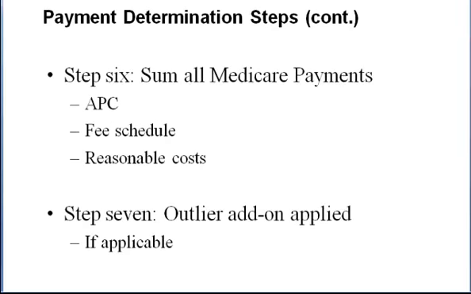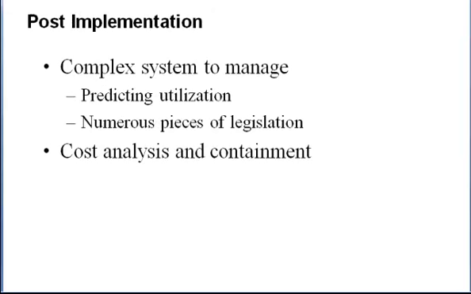Step 6, Medicare payments are totaled. All the payments, whether it's APC, fee schedule, reasonable cost, are all totaled and summed for the claim. In step 7, any outlier add-on payments are applied. This amount is then added to the total Medicare payments. The APC system is very complex to manage, and cost analysis and containment still remain as the major driving forces behind the APC system.